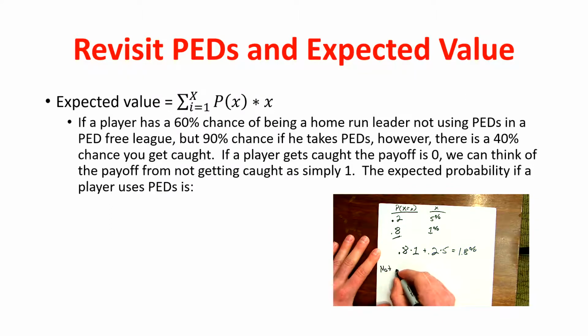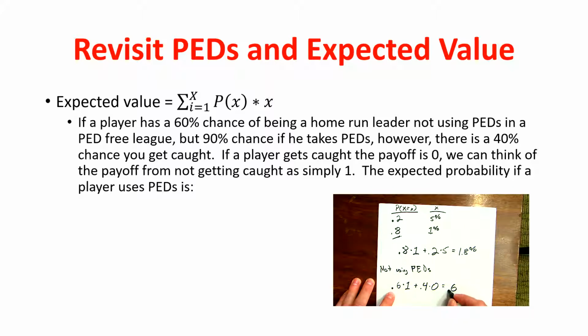If they don't use PEDs, this is kind of easy because the probability that they are a home run leader was said to be 60%, so 0.6 times 1, right? It's just a 1 if they are the home run leader, 0 if not, and then plus 0.4 times 0. It simplifies because anything times 0 is 0. So the expected value is just the probability that I am the home run leader, right? So that one's kind of easy.